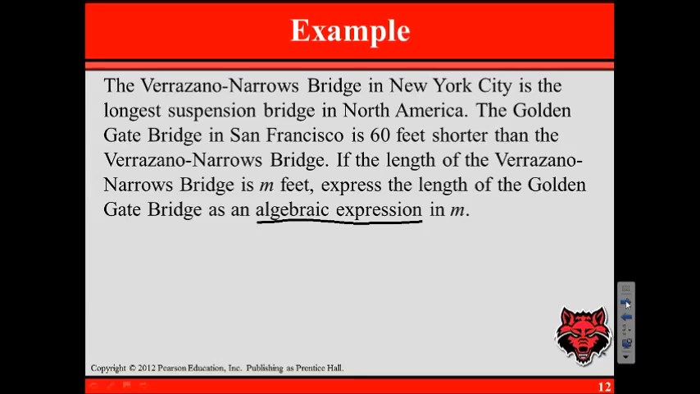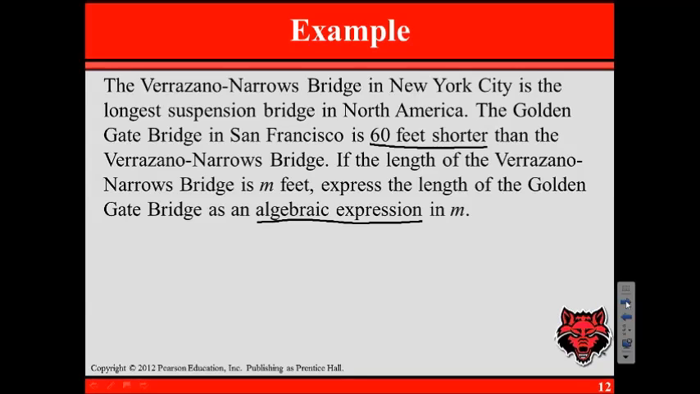Okay, let's start here. Algebraic expression. Remember, an expression does not have an equal sign. Now let's go back through the problem and find the important pieces of information. We are told that the Golden Gate Bridge is 60 feet shorter than the Verrazano-Narrows Bridge. Now, if something is 60 feet shorter, we would subtract that from the other's length.